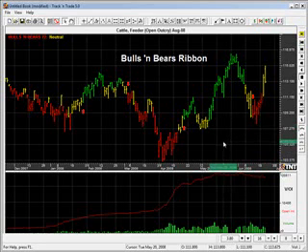Now, of course, the Bulls and Bears is a tool that gives us the ability to tell when a market is in a neutral trend, a bullish trend, or a bearish trend. Neutral means the market is yellow, bullish means the market is green, and red means the market is in a bearish trend.